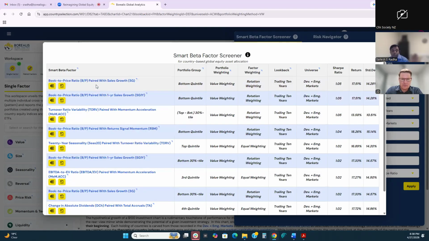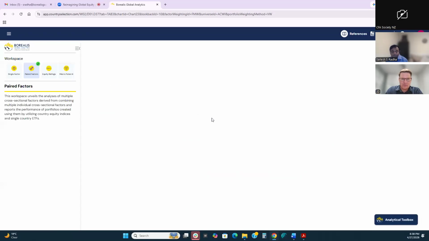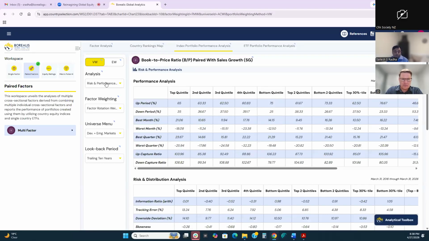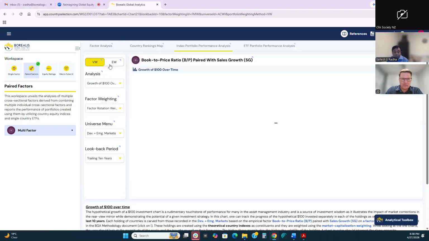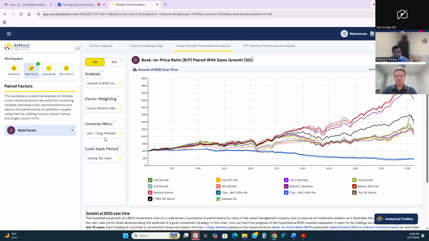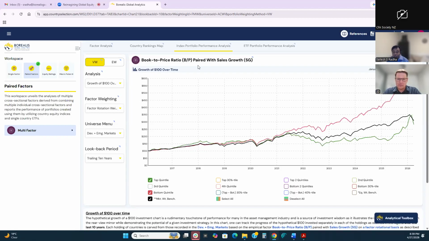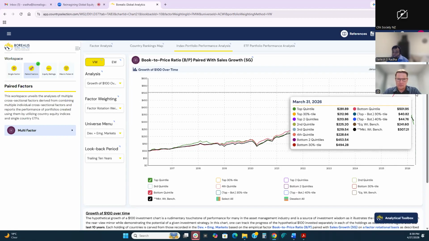Let's take book to price ratio combined with sales growth. Same journey, same story. And let's do the same thing with growth of $100 over time. We're focused on developed plus emerging. We are focused on value weight. Let's see if the story holds in terms of factor persistence. Deselect top quintile, bottom quintile, market benchmark. Now the bottom quintile has outperformed, right? In the trailing 10 years.